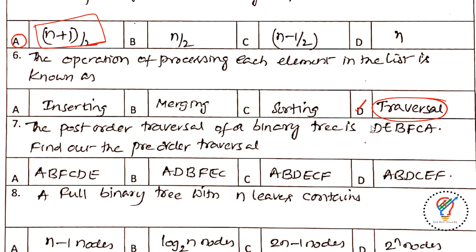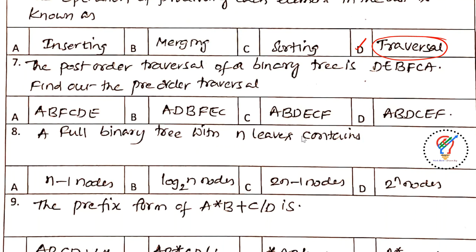Next one, the post order traversal of a binary tree is DEBFCA. Find out the pre-order traversal. The options are ABFCDE, ADBFEC, ADBECF, ADBCF. Okay, the correct option is C here, ADBECF.